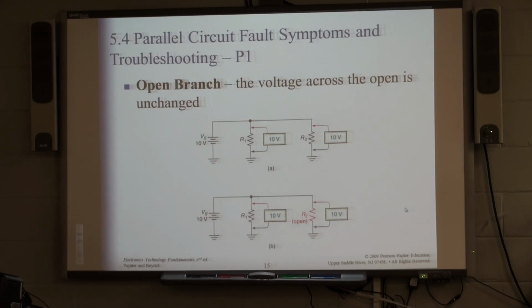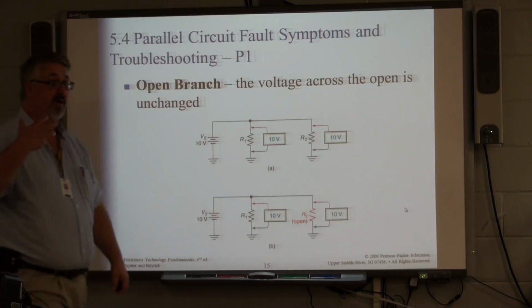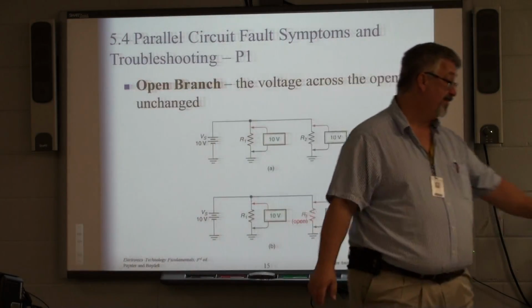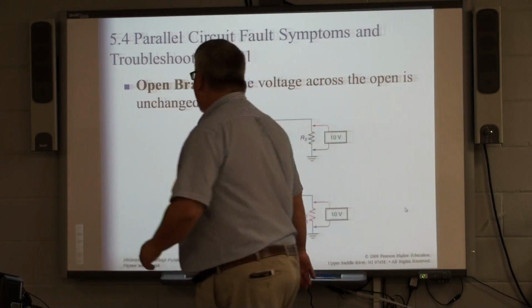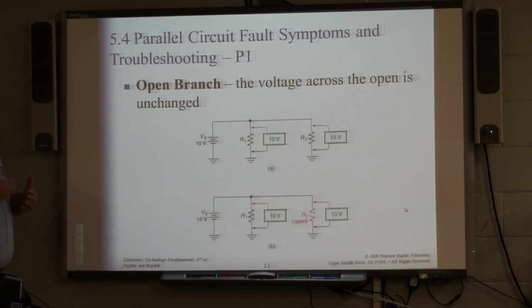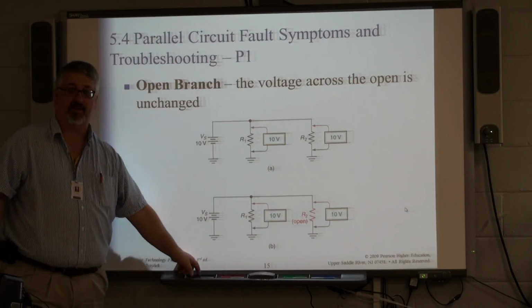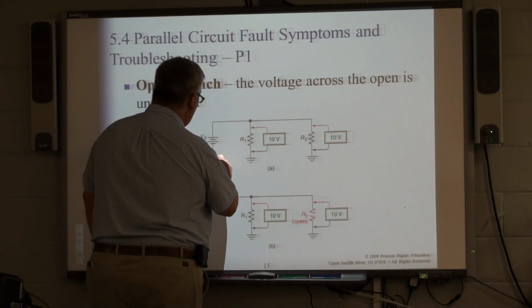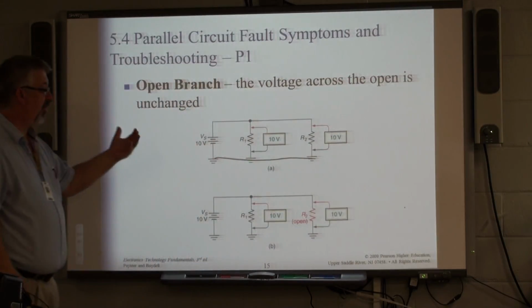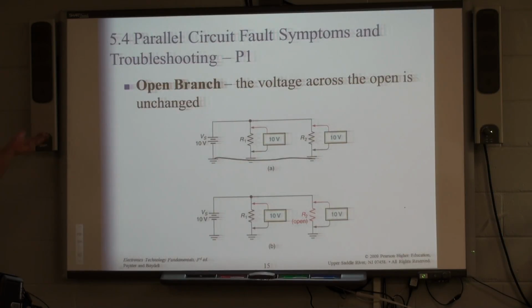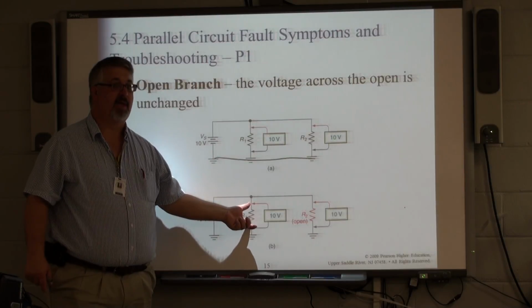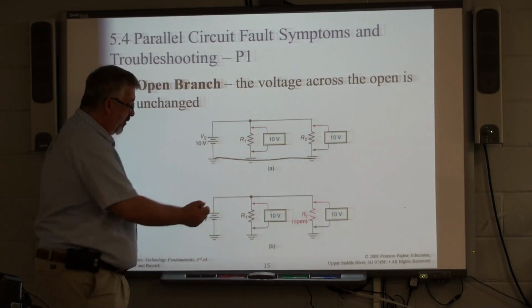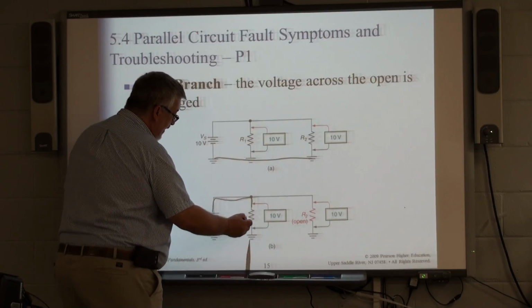All right, let's do talk about an open branch, though, because this changes everything. This is where we need to have an understanding when we're troubleshooting. The voltage across the open is unchanged. This may be the last time I draw the line for you. But I'm going to draw that line back. So we've got R1 in parallel with R2, right? They're both seeing 10 volts. If one of those opens, in this case R2, if I measure across R1, what am I going to measure? 10 volts. I'm going to go right back to my source, and I'm measuring source voltage.